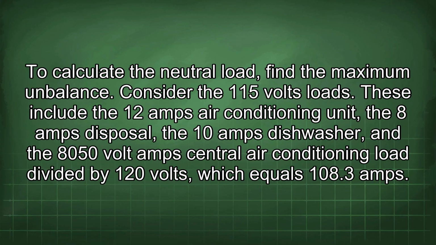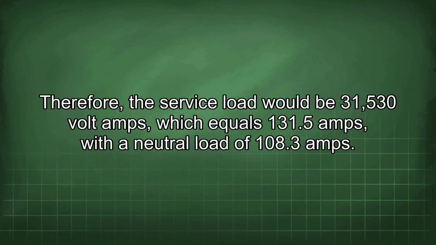To calculate the neutral load, find the maximum unbalance. Consider the 115 volts loads. These include the 12 amps air conditioning unit, the 8 amps disposal, the 10 amps dishwasher, and the 8050 volt amp central air conditioning load divided by 120 volts, which equals 108.3 amps. Therefore, the service load would be 31,530 volt amps, which equals 131.5 amps, with a neutral load of 108.3 amps.